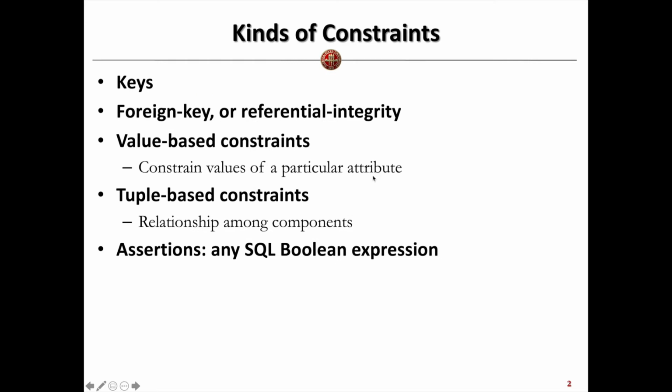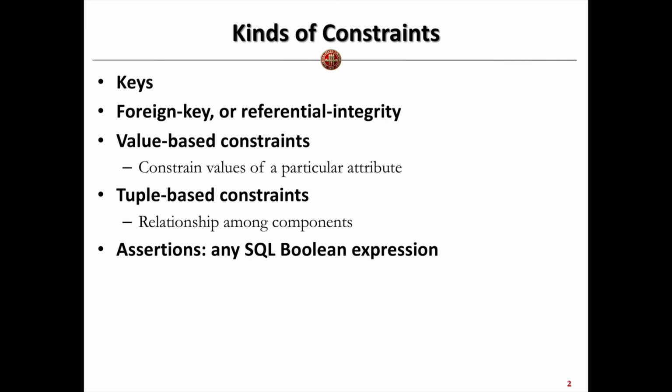For the kinds of constraints besides keys, we also have foreign keys or referential integrity. They are all constraints on relations in the database design process. Besides these, we also have some value-based constraints, which constrain the values of a particular attribute. Normally, all the attributes in our database systems have data types, right? Either a string or integer or float. And we also provide some constraints for the value range. Like we mentioned before, the age of a human being will be a value within 0 to 140, right? If we have an age value of negative 1, it will be invalid. Therefore, for many attributes, we also have value-based constraints.